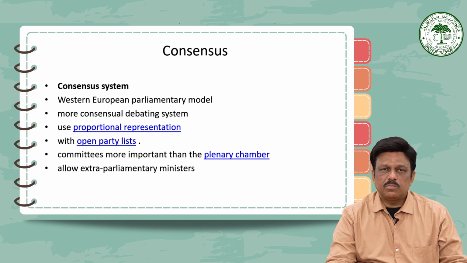The second form of parliamentary system is the consensus system. Now, the Western European parliamentary model, especially Spain and Germany, tends to have a more consensual debating system and usually has semicircular debating chambers. This consensual system has more of a tendency to use proportional representation with open party lists than the Westminster legislatures. The committees of this parliament tend to be more important than the plenary chamber.